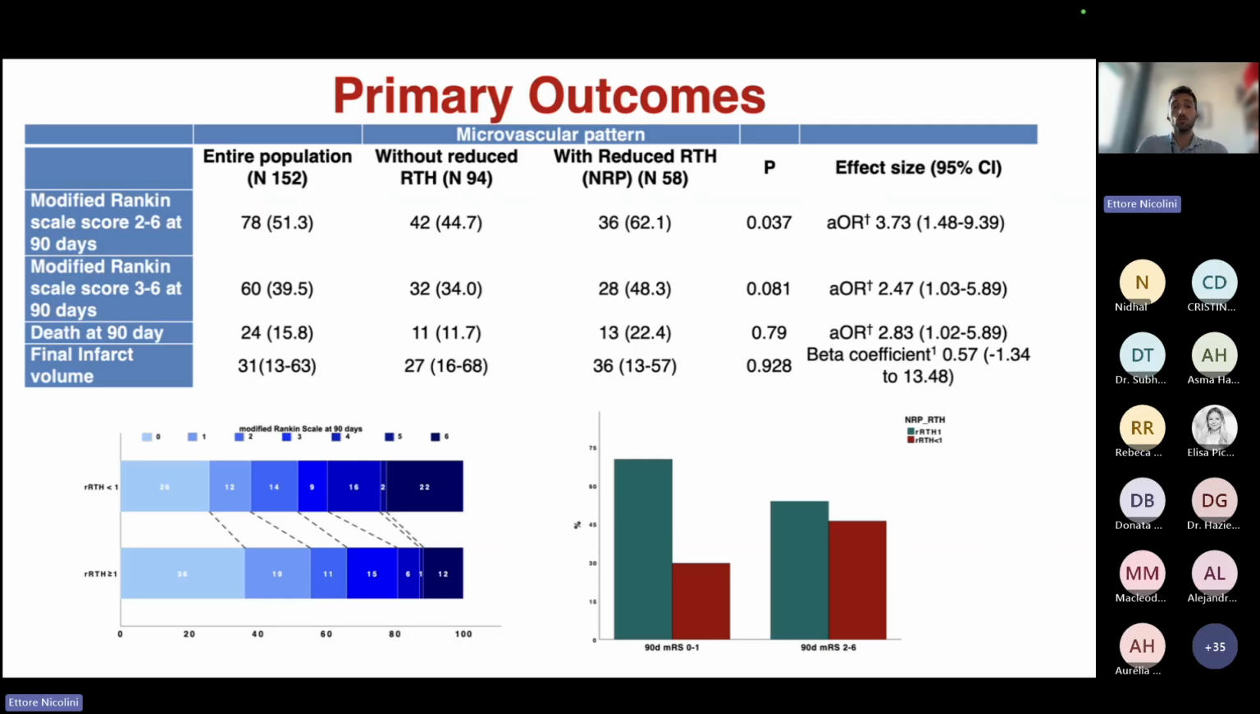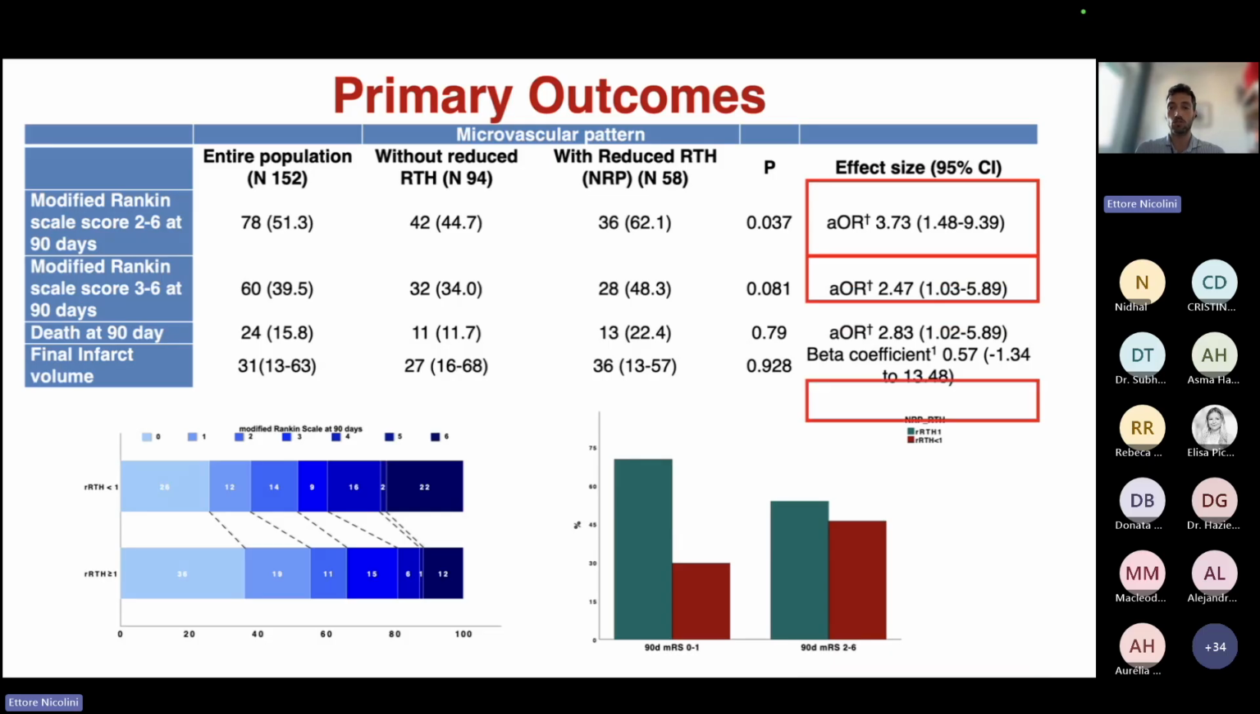So patients with reduced RTH more frequently had poor outcome at 90 days, defined both as a modified Rankin scale of 2-6 and 3-6 at 90 days, and they were also more frequently dead at 90 days. This was also confirmed in our multivariate analysis, which was adjusted for several covariates, such as duration of the procedure, but also the volume of the infarct lesion. And indeed, this is also evident from the Grotta bars.